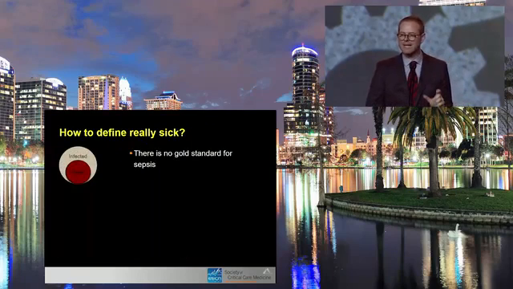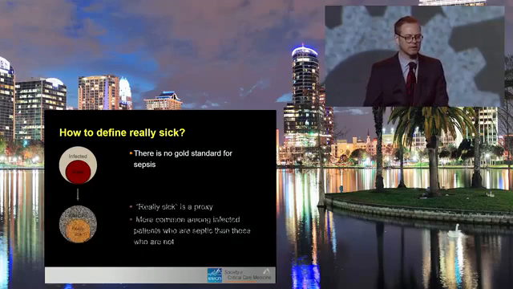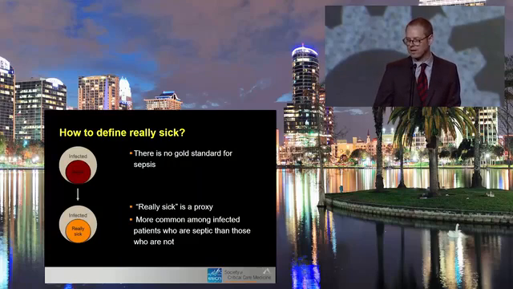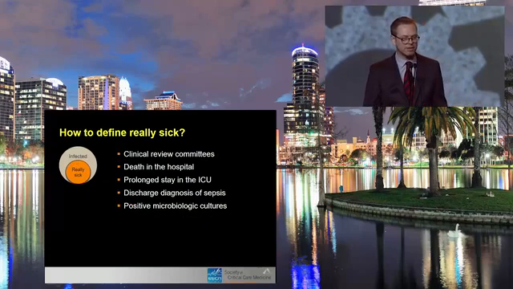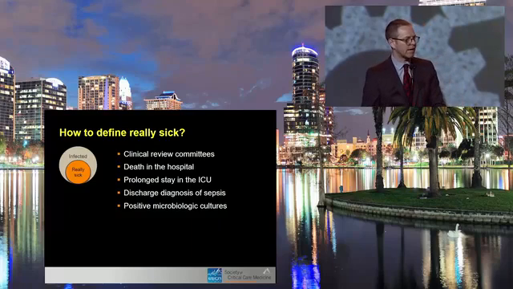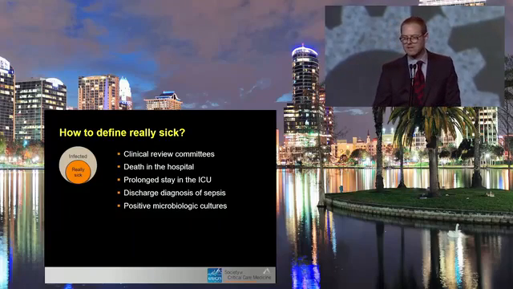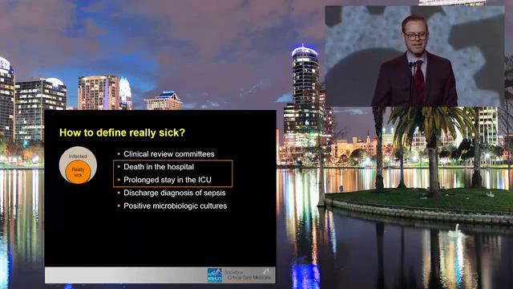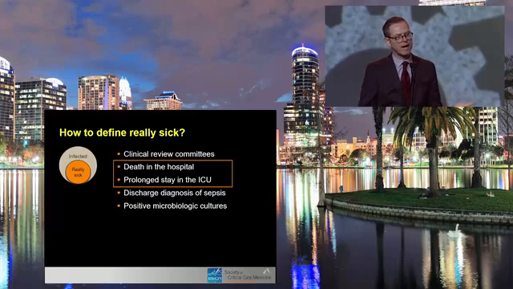Okay, a quick reminder. Ideally, when it comes to identifying the really sick group, we would just get patients who are septic. But there is no gold standard for sepsis in the electronic health record. And rather, the really sick group is a proxy. This is an outcome that is likely to be more common among infected patients who are septic than those who are not. And of course, there's a variety of ways to identify really sick. We could have a clinical review committee that looks at individual charts and does a manual review. We could look at objective outcomes like death in the hospital, prolonged intensive care unit stay, or even billing or administrative codes to identify the really sick patients. But in the end, we chose death in the hospital and prolonged stay in the intensive care unit because these were objective outcomes that could be measured across the variety of data that we were studying.